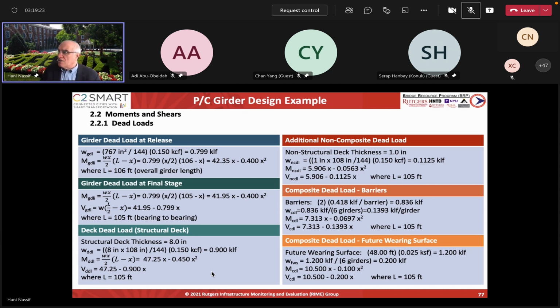And this is for non-composite. Then you add the composite dead load, you add the barriers, and then you add the future wearing surface. Why do we do it separately? Because the load factor for dead load is different in every case. When you are applying this dead load moment, you're going to apply the 1.5. When you're applying the barrier and the slab, you're going to apply 1.25. Are there any questions up to this point?